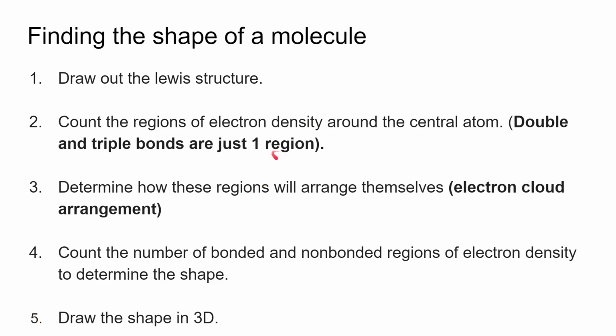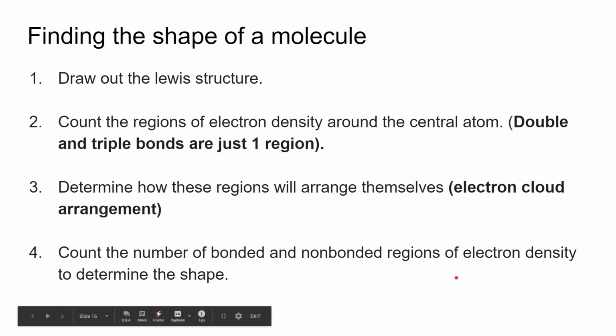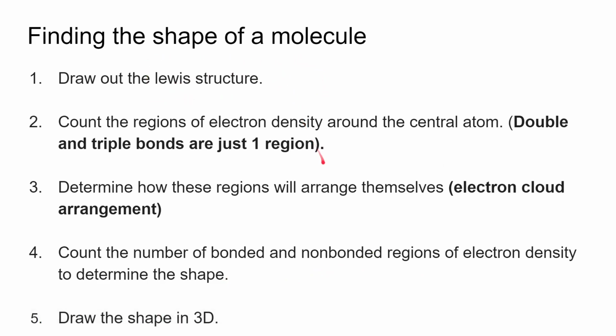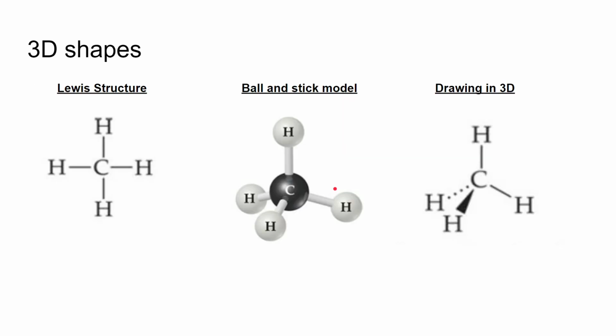So if we have 2 regions, it will be linear. 3 regions, it will be trigonal planar. 4 regions will be tetrahedral. So that is just 3 possible combinations of this. Count the number of bonded and non-bonded regions to determine the shape. You can look at your notes and realize what type of shape it would be, and then we can draw the shape in 3D. And this is what it looks like.